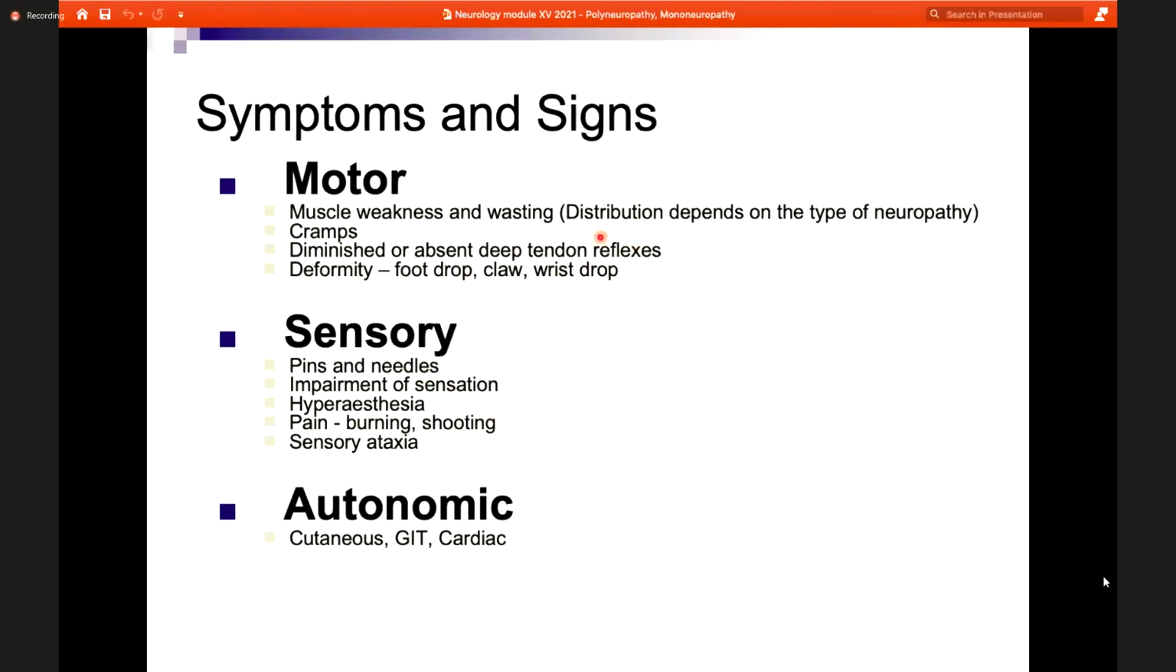And if you actually properly examine, you will be able to demonstrate the weakness. Then in the sensory examination, sensory history, they will complain of numbness. And numbness is a non-specific term. What do you mean by numbness? Actually, it means sensory disturbance.